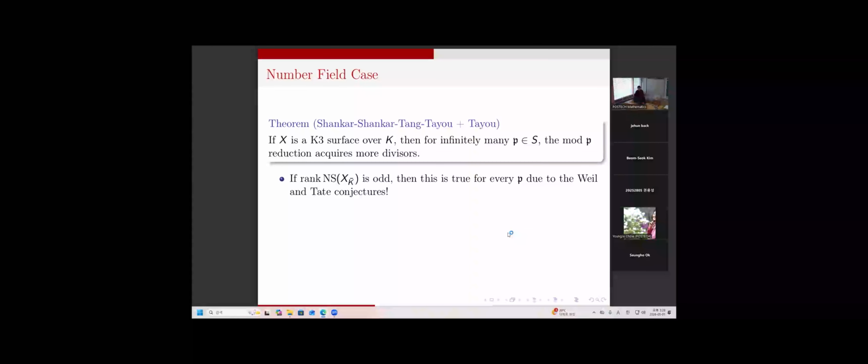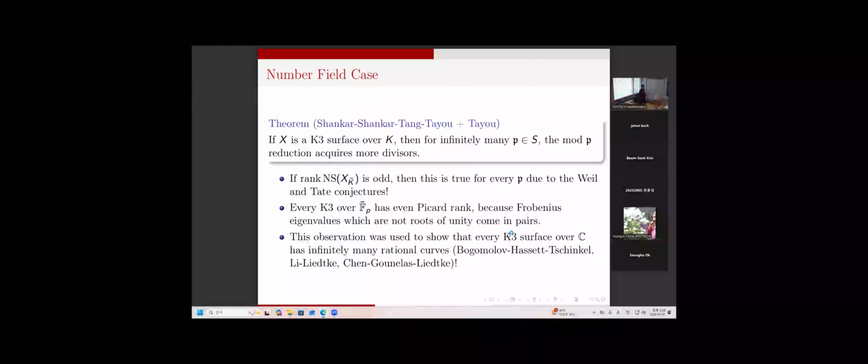So this little observation was actually very useful. It was used in a sequence of works by Bogomolov, Hassett, Tschinkel, Lee, Liedtke, and Chen, Cornelis Liedtke, that resolved the following conjecture of Mumford. Namely, every K3 surface over the complex numbers has infinitely many rational curves. So it's quite amazing that you have some hard facts in characteristic p, and you deduce something over C.